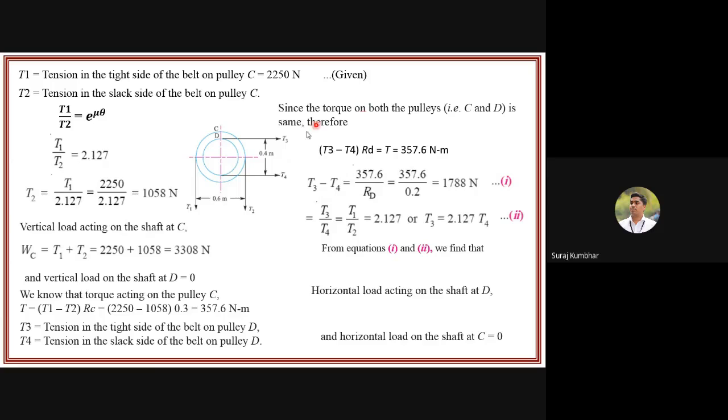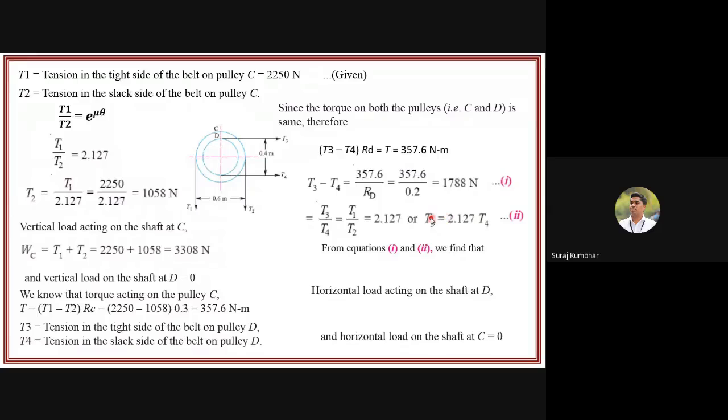Okay, how much will be the load on that particular T. So T3 upon T4, just as T1 upon T2 earlier, T1 upon T2 is equal to T3 upon T4 is equal to 2.127. Because T3 upon T4 is again e raised to mu theta, and e raised to mu theta comes out to 2.127. That's why T1 upon T2 is equal to T3 upon T4 is equal to 2.127. Or T3 is equal to 2.127 into T4.